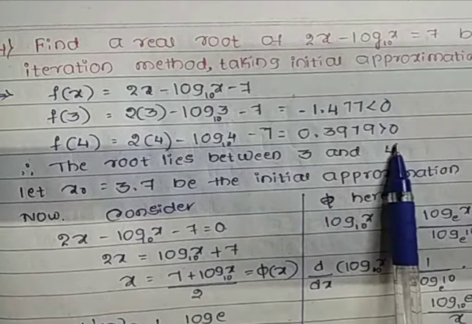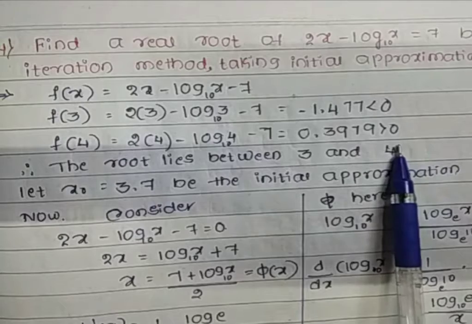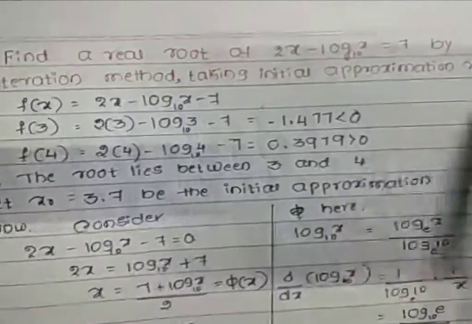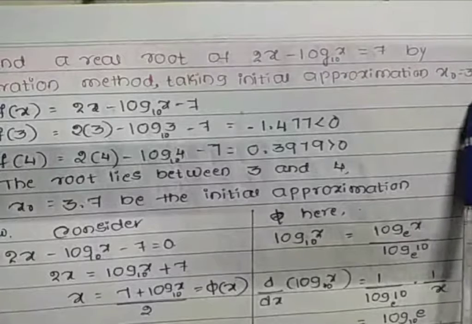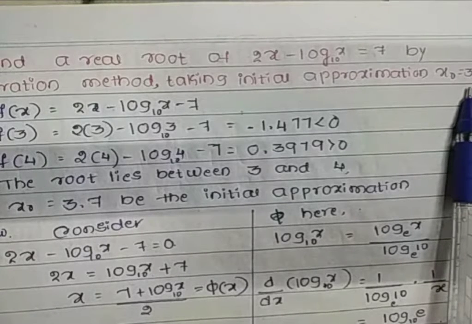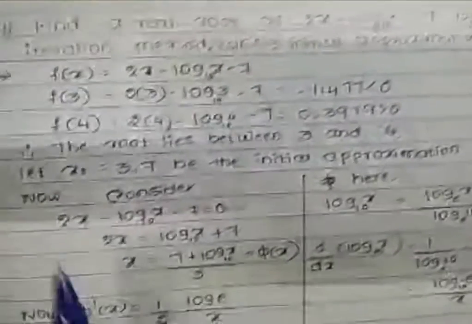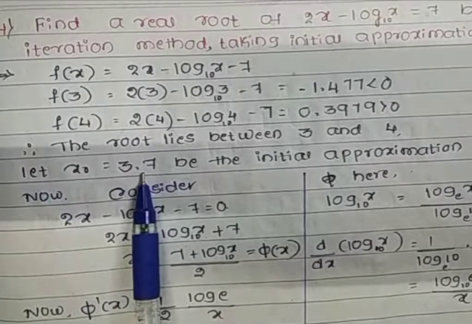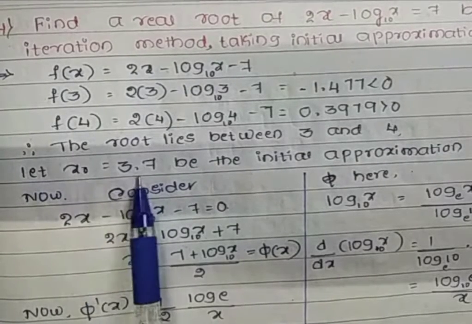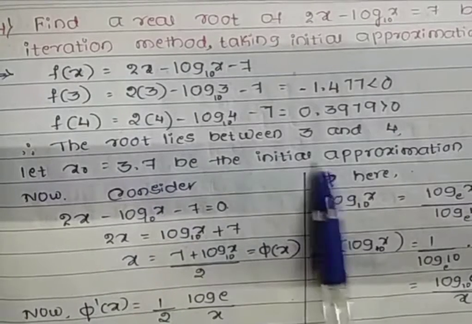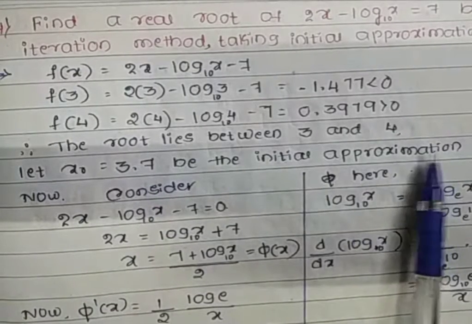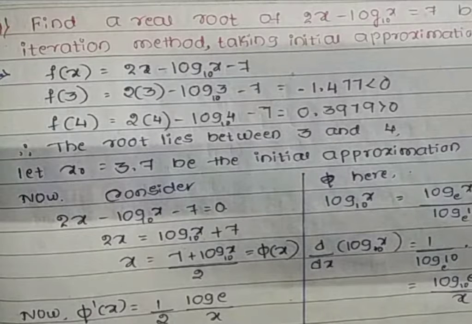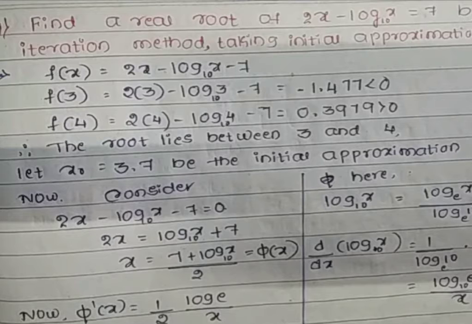Then next, one number we have to select between 3 and 4, but already in the question they have given that consider the first approximate root or the first approximate value x naught as 3.7. So directly consider here x naught as 3.7. So let us consider x naught is equal to 3.7 as the initial approximate value. So this is about calculation of x naught, that is the initial approximate root.